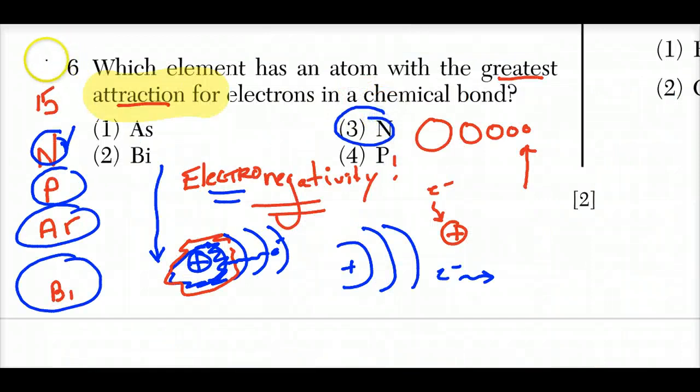Just be careful and read this, because if I was to go through this quickly, I'd probably read this incorrectly as the least attraction, but they want the greatest attraction. Just read it carefully. Number 6 is 3.